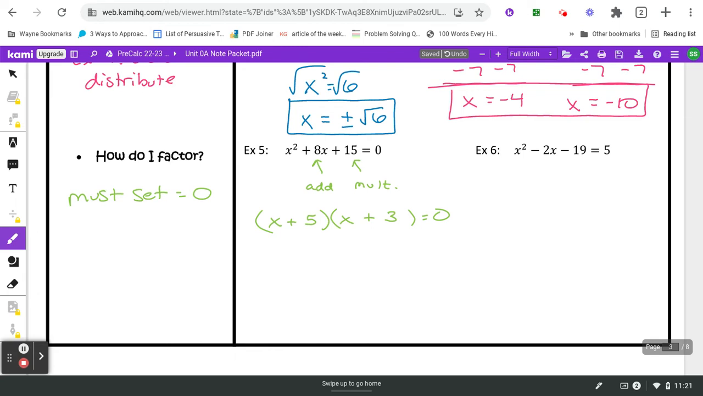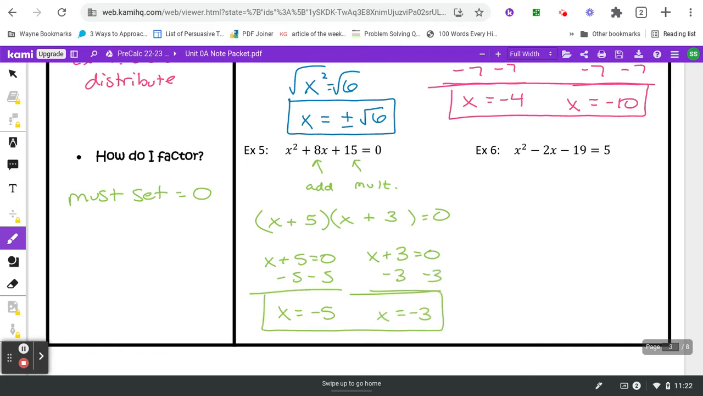Then I actually solve it. In order to do that, I take each equation, each little parenthesis, set it equal to 0, and solve. You could do this in your head if you'd like, or you can write the whole thing out like I'm doing. And here we get two separate answers again.